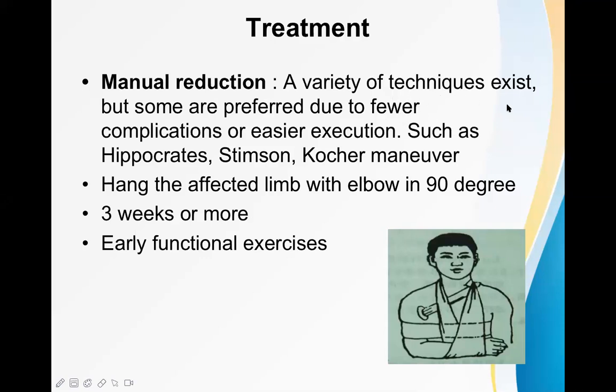There are a variety of techniques available. These are called Hippocrates technique, Stimson technique and Kocher maneuver. We'll talk about that in the next class. After reduction, we have to hang the affected limb with elbow in 90 degrees and strap it for a few weeks. Early functional exercise has to be done.